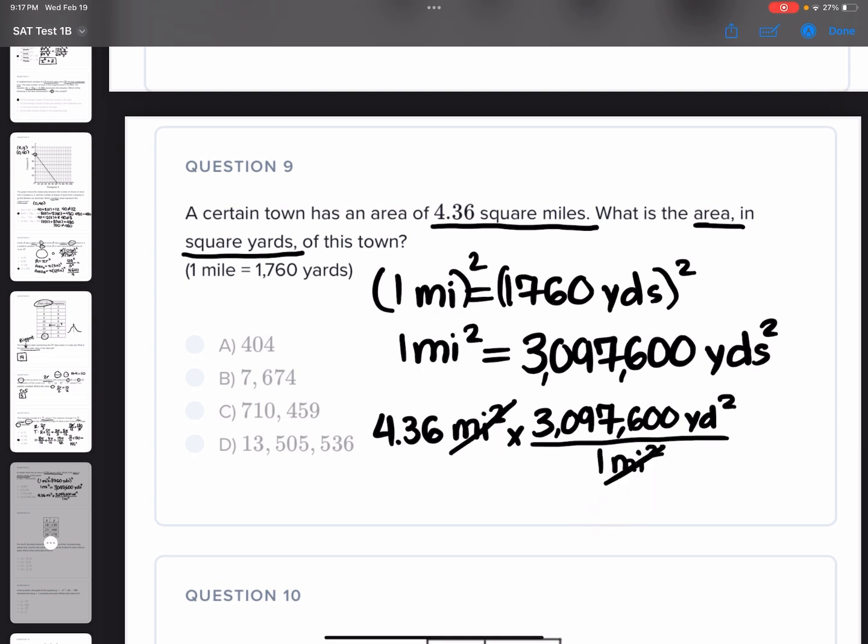Mile squares cancel out. We would end up getting 4.36 times 3 million. You get the point. And you don't even need to put this in your calculator. The answer is kind of obvious, but you can verify this if you want. The answer is D. This was just a complicated way of explaining it. If you understand proportions, you understand how to convert, you would have just multiplied 4.36 times 3 million something. You would have called it a day. The answer would have been D. So that is your answer.